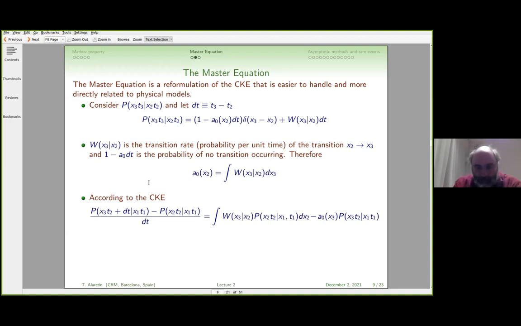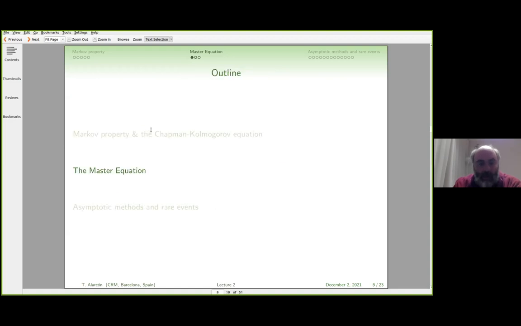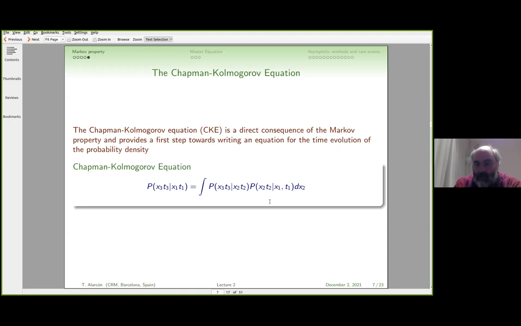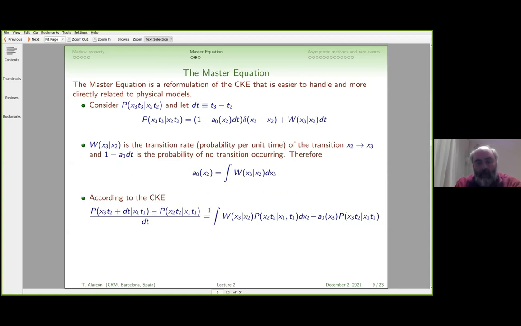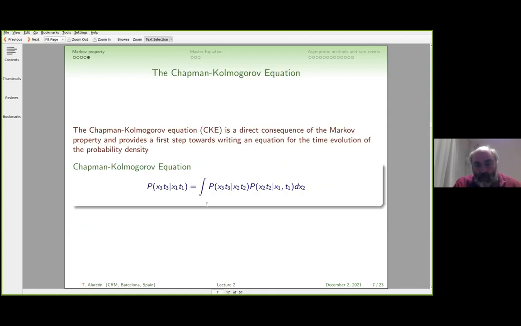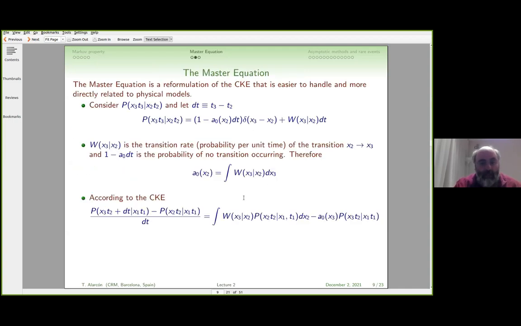So now we go back to the Chapman-Kolmogorov equation. We put here this expression, this probability balance that we just wrote for the transition probability from X2 to X3. And then we rearrange terms. Essentially we integrate this one multiplied by this delta, and we can integrate this immediately because of the properties of the delta function. And we have this thing.